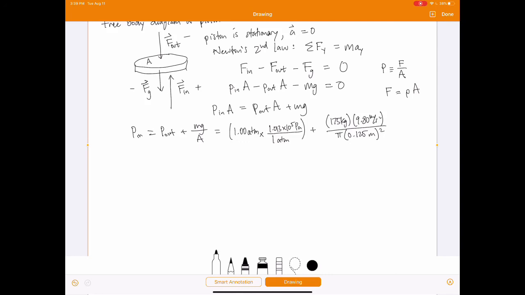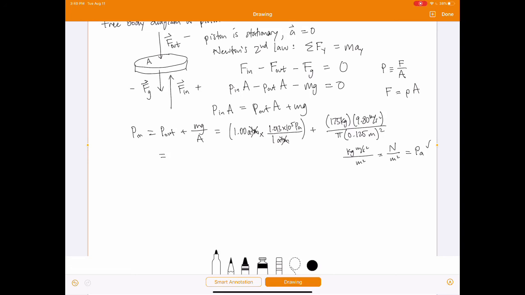Okay, so just to verify that the units are coming out right, in the first term, we cancel out atmospheres and we're left with pascals. In the second term, I've got kilograms, meters per second squared on top, and on the bottom I have meters squared. A kilogram meter per second squared is a Newton. That's what we have on top. And we have a meter squared on the bottom. A Newton per meter squared is a pascal, so that just verifies the units are consistent.